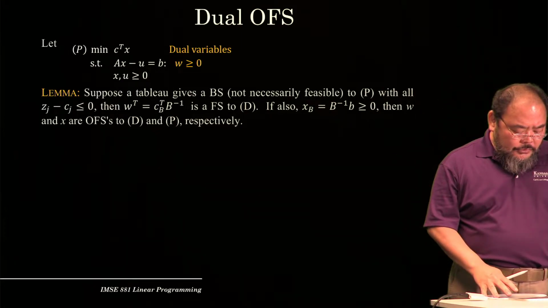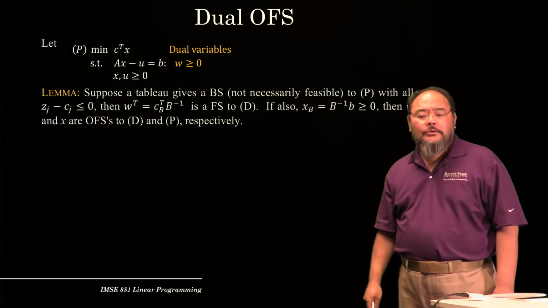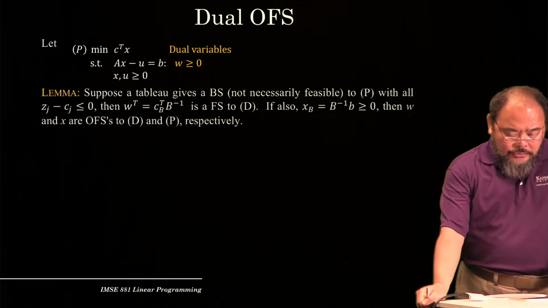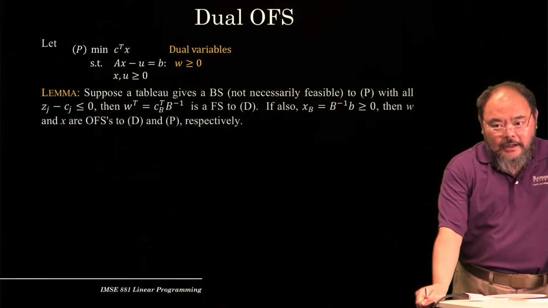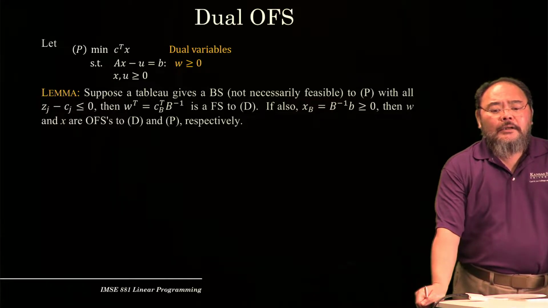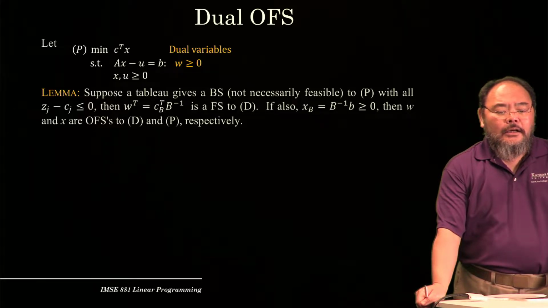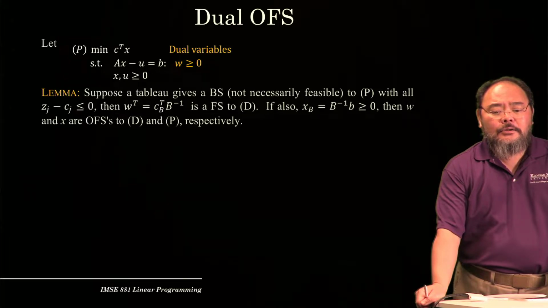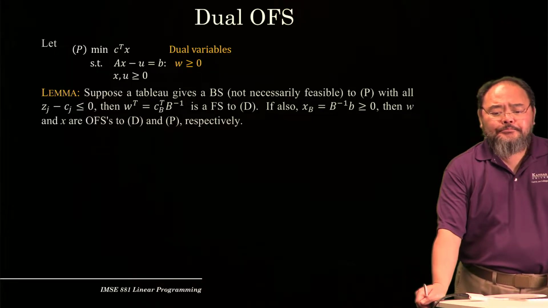So here, suppose the tableau gives a basic solution, not necessarily feasible, to the primal problem. That means on the right-hand side we have some negative value. But all the entries in the zj minus cj row are less than or equal to 0. Then omega equals cb transpose times b inverse, and therefore it is a feasible solution for the dual.